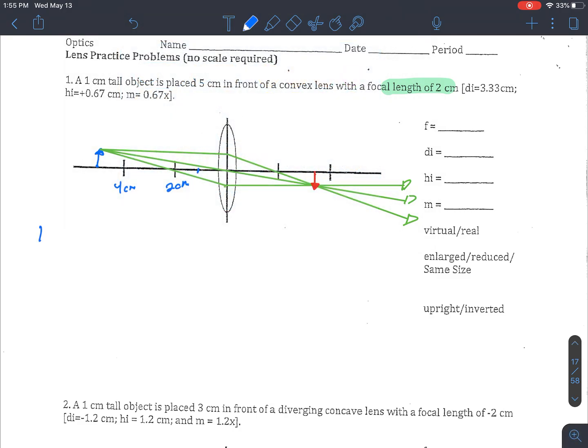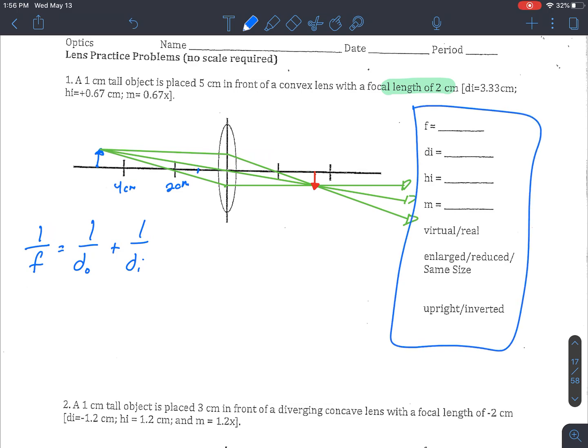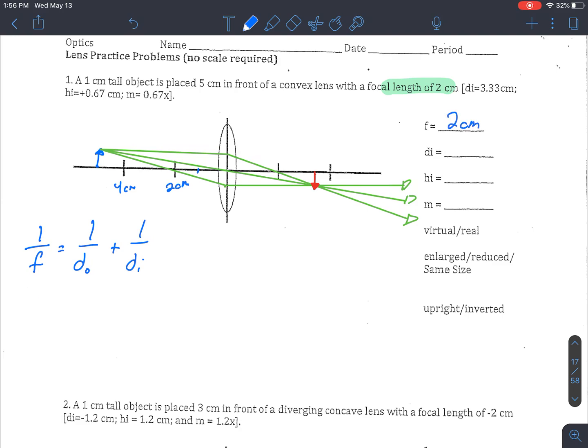The one is "if I do, I die," meaning the inverse of the focal length equals the inverse of the object distance plus the inverse of the image distance. This is how we would calculate these things. We're going to fill out this chart over here. The f for focal length, we already knew. That was given to us: 1/2 centimeters. Object distance we were given. That was 5 centimeters in front. And the image distance is what we were looking to calculate.